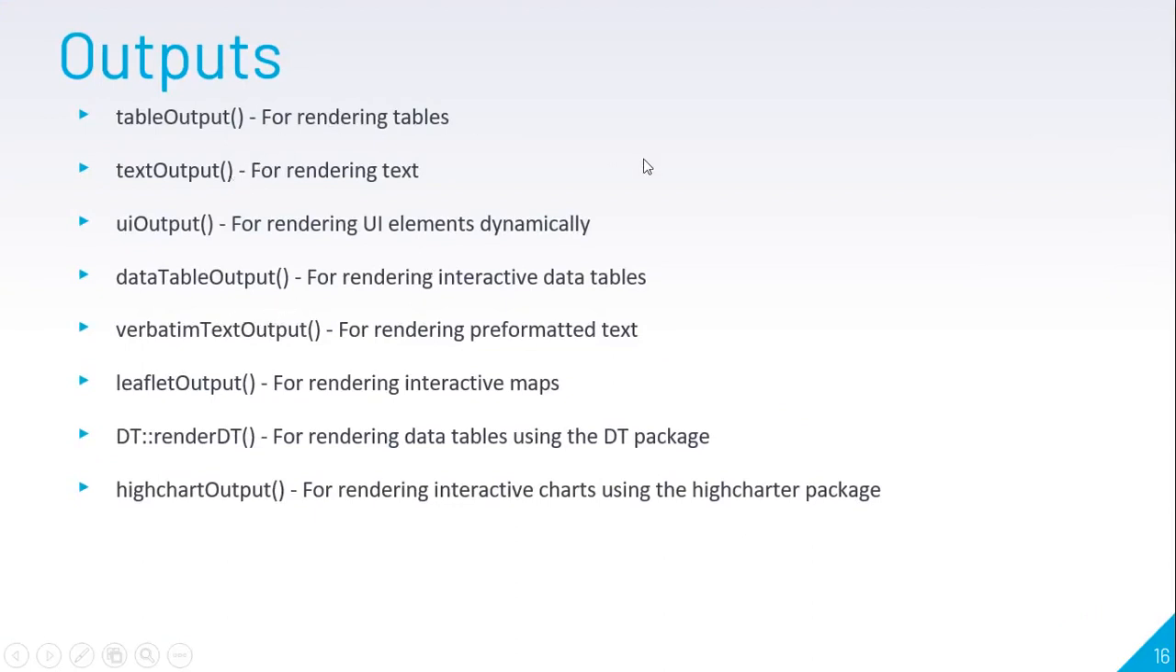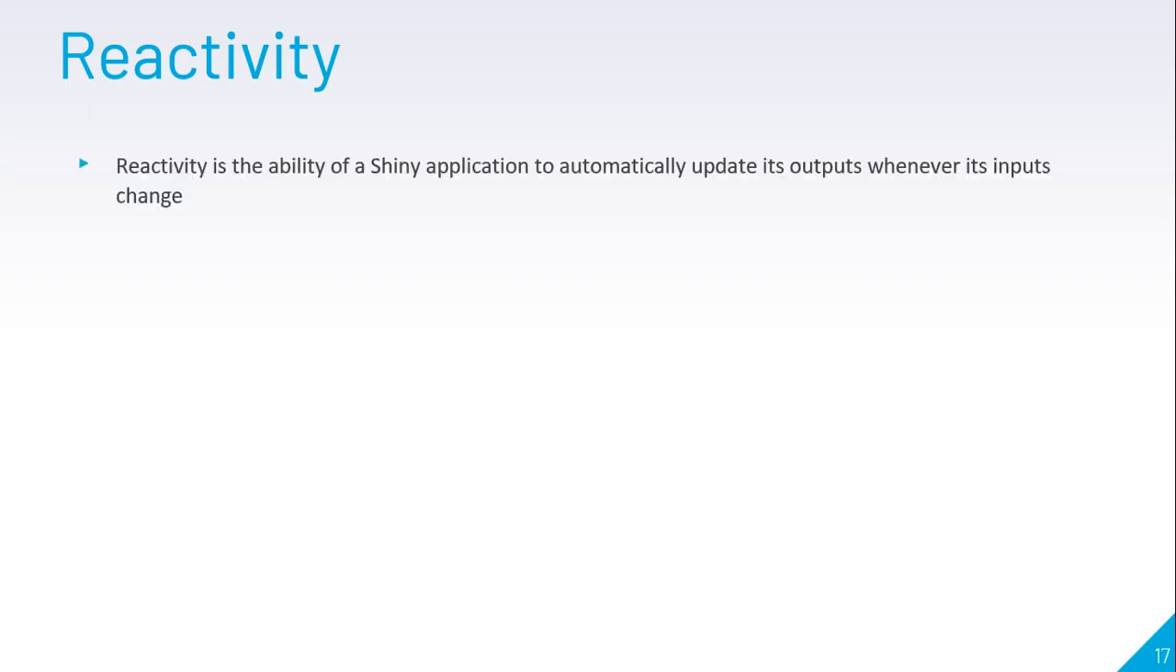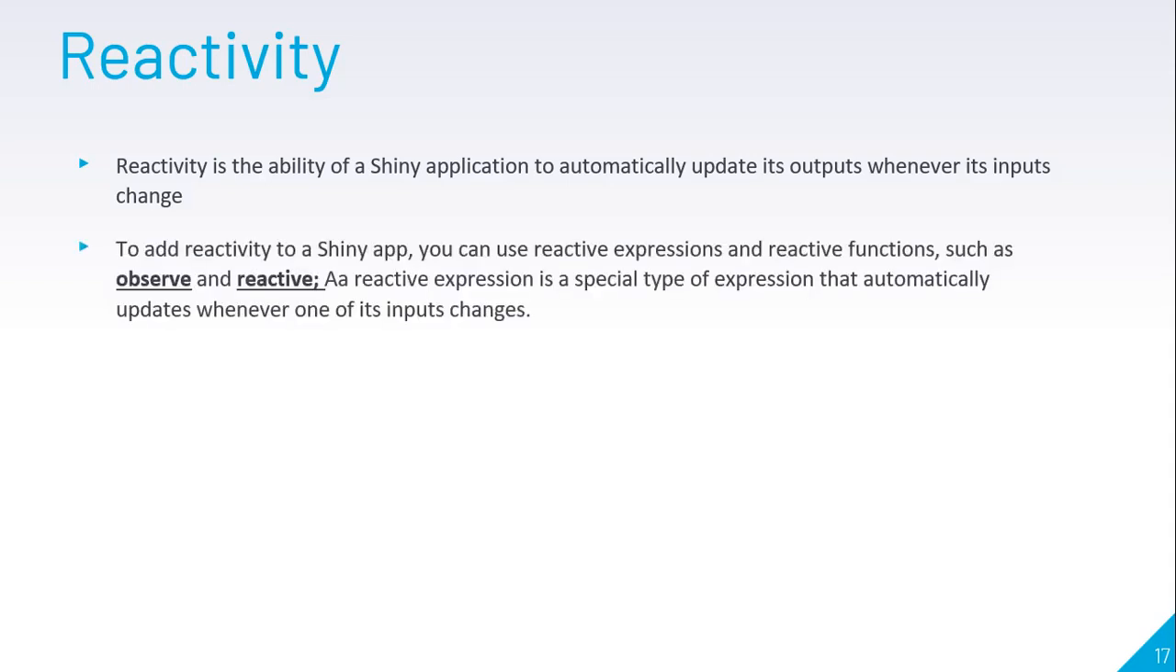And how do we bring in reactivity? Because at the end of the day, we want something to change if someone chooses the CYL or selects maybe this number of cylinders. The whole definition of reactivity is the ability of the application to automatically update when its inputs change. So to add reactivity in a Shiny app, we have about 3 options.